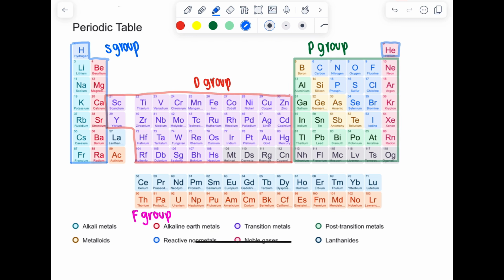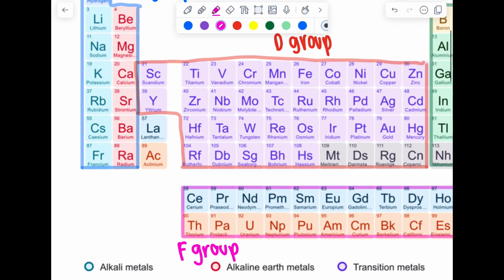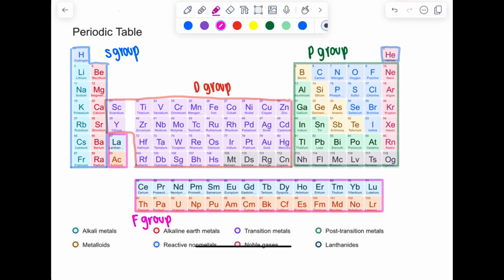Okay, now let's label the F group. This is the F group, and also this too. This is a part of the F group. Okay, now that we have everything labeled, we're going to go through the energy levels.